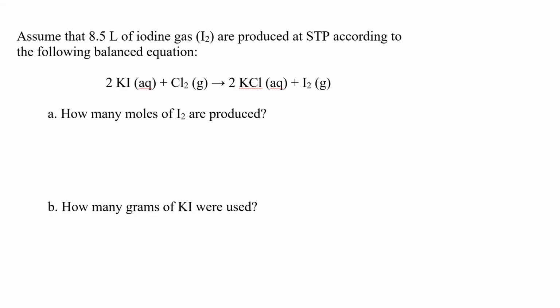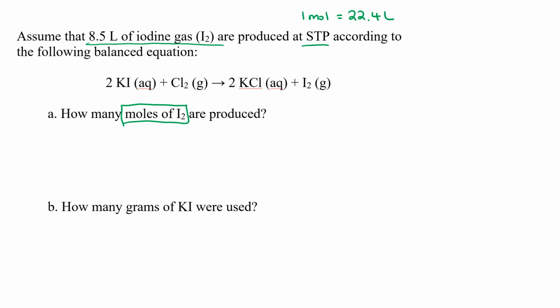So this problem can be found on the following page of your notebook. After the gas stoichiometry notes, it says, assume that 8.5 liters of iodine gas are produced at STP. So seeing STP, I automatically know I can use the following relationship. 1 mole is equal to 22.4 liters. A balanced equation is given to us and a question. How many moles are produced? So we always underline the given number because that's the number we start with in order to convert.